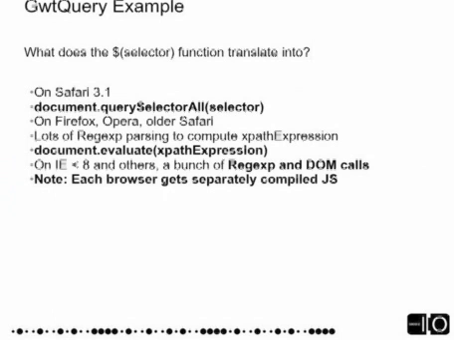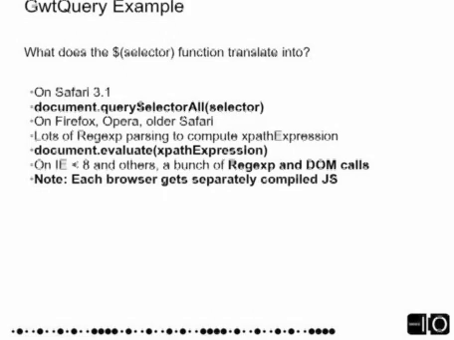So you might be wondering, what does this $ function do? Well, on Safari 3.1, it resolves to a single line of code, which is document.querySelectorAll. That's that native W3C API acceleration I was talking about. And that's done via deferred binding. But on other browsers, except for IE, it evaluates to a bunch of regular expression parsing of the selector, which it uses to translate it to an XPath expression. And then it passes that XPath expression to the document.evaluate function that every browser, except for you know who, supports.